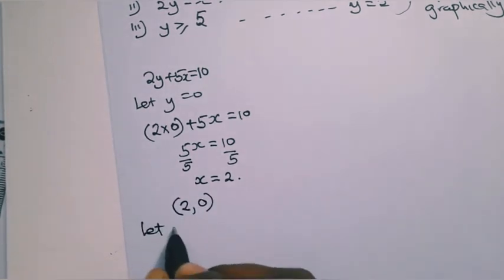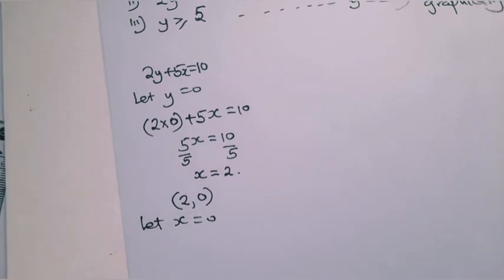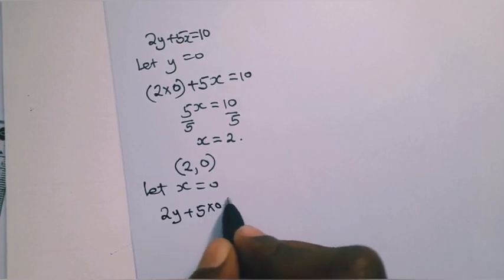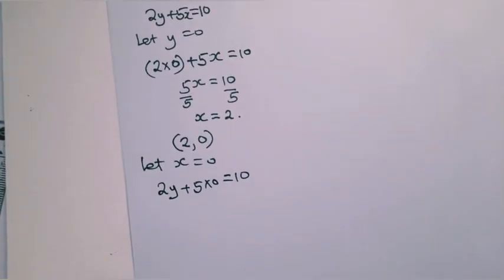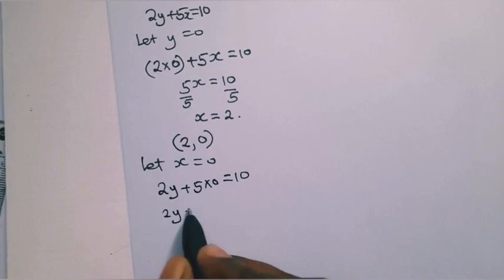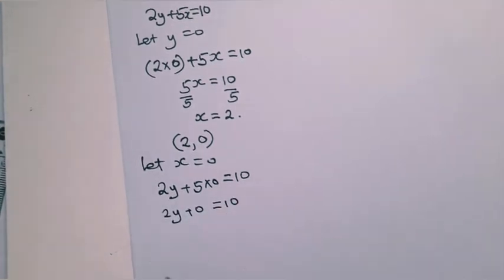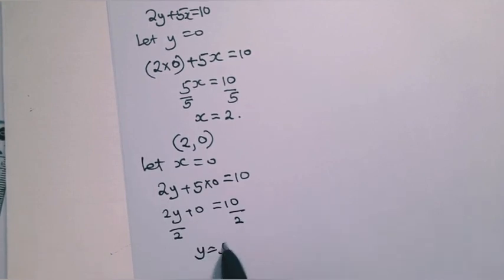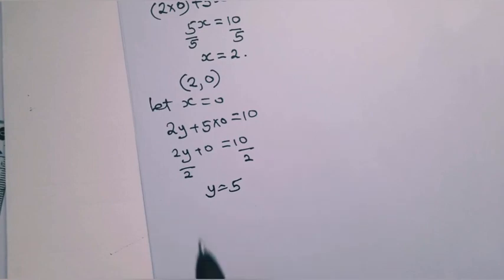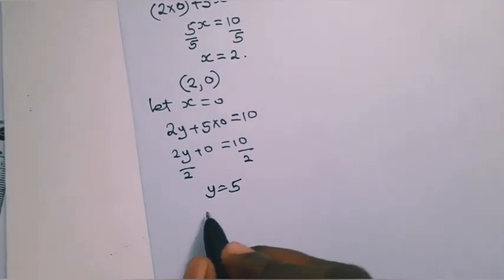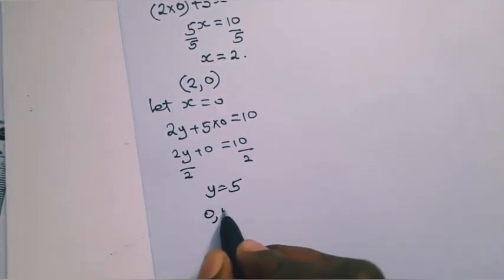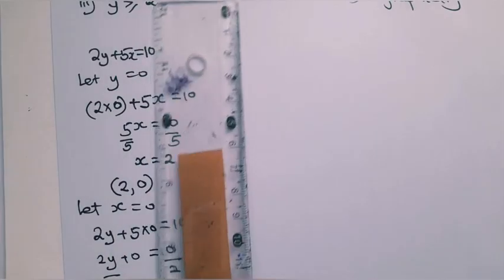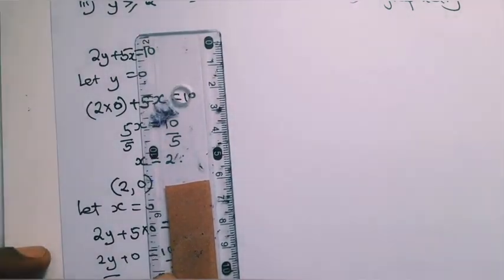What if we let x be 0 instead of y? It means our equation will be 2y plus 5 times 0 equals 10. And this one is 2y plus 0 equals 10. Now if we divide both sides by 2, y becomes 5. And now our coordinate becomes 0, 5. This is the first equation. We move on to the next equation, number 2.